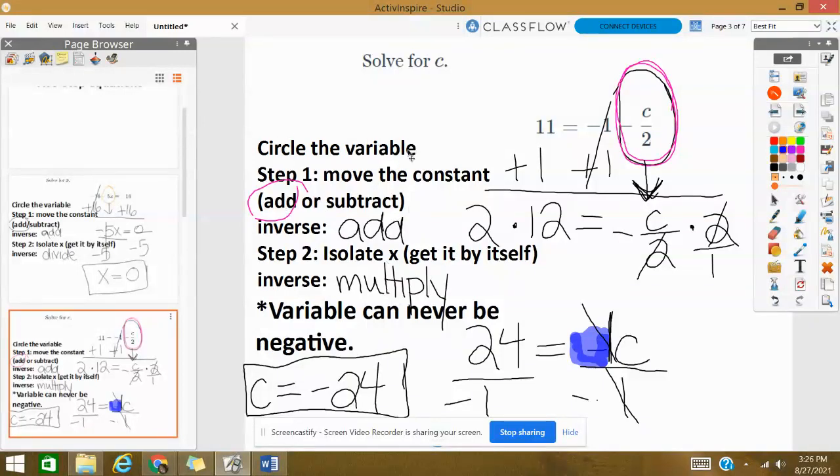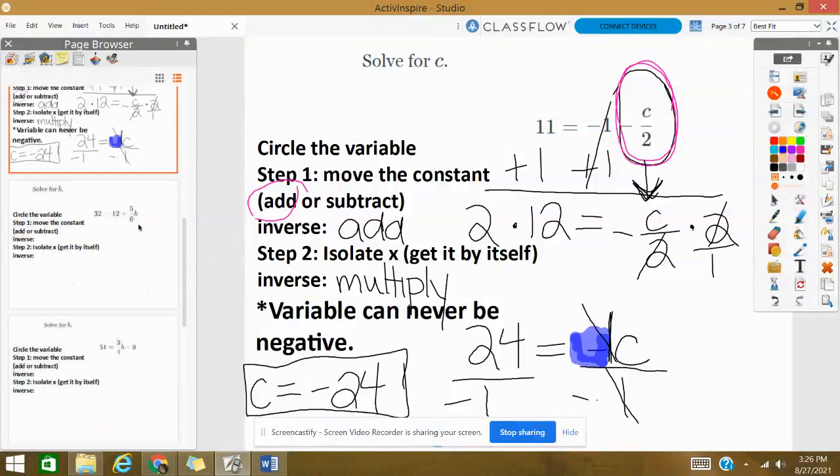And if you don't have this in your notes, use these steps here for your notes. So make sure you circle the variable. Once you do that, your first step will be to move the constants. You're either going to add or subtract. Then you're going to take the inverse, which is you adding or subtracting to get rid of the constant. And then you're going to isolate x or get it by itself. And the only way to do that is by taking the inverse, okay? So that's the first one.